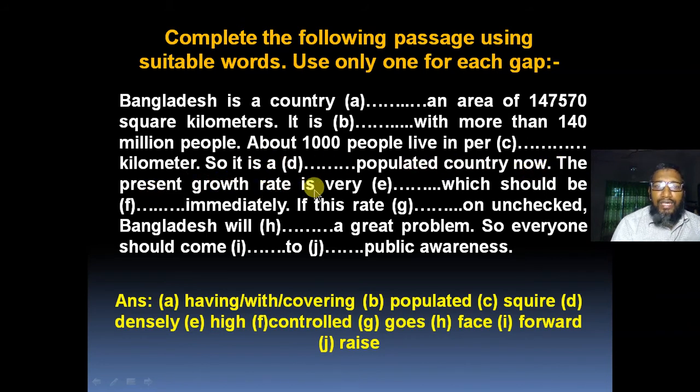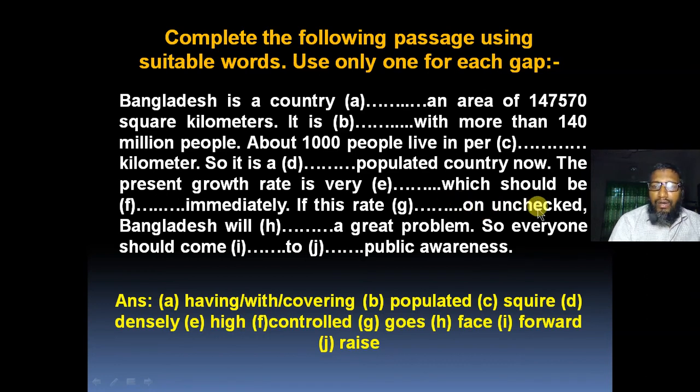The present growth rate is very dash, is very high. If any sentence contains a modal verb and after the modal there is be, so after be you must use the past participle form of the verb. So which should be controlled. Which should be controlled. Controlled is the past participle form of the verb. Controlled immediately. Not make any delay. That is immediately.